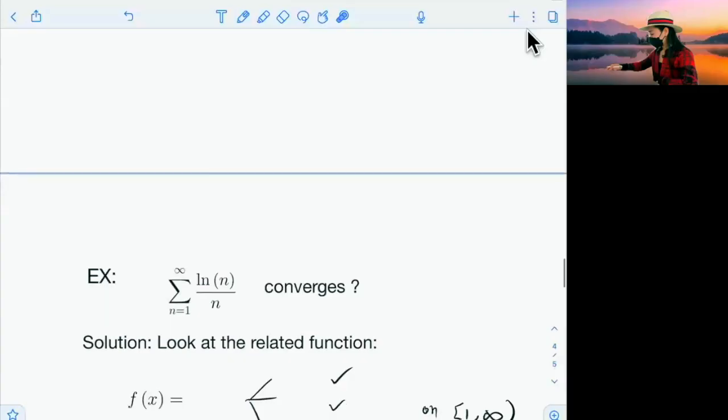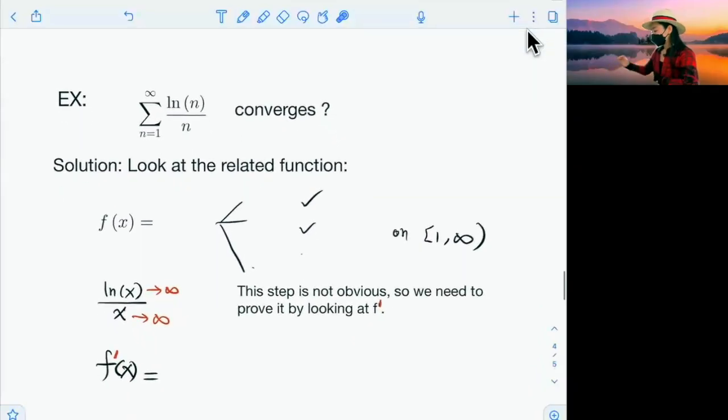Okay, ready or not, here we go. All right, so we look at this series over here. We want to see if it converges or diverges. But since today we're doing the integral test, let's just use the integral test. So for the integral test, we're going to look at the relating function. What's the relating function? ln x over x. Yes, you got it.